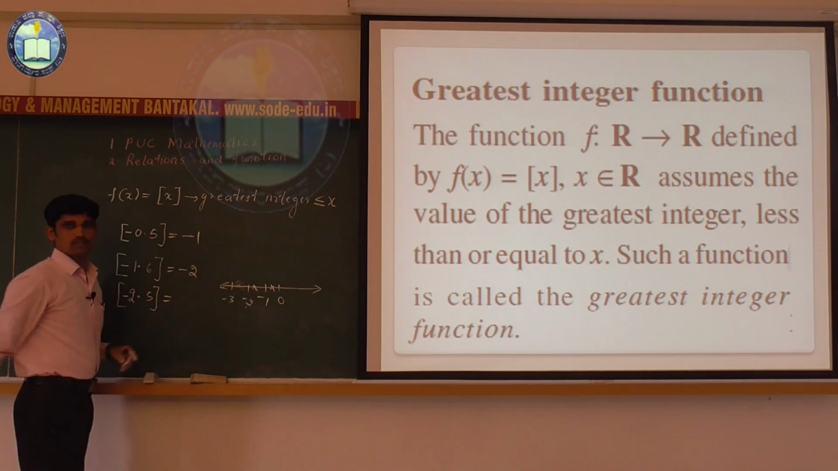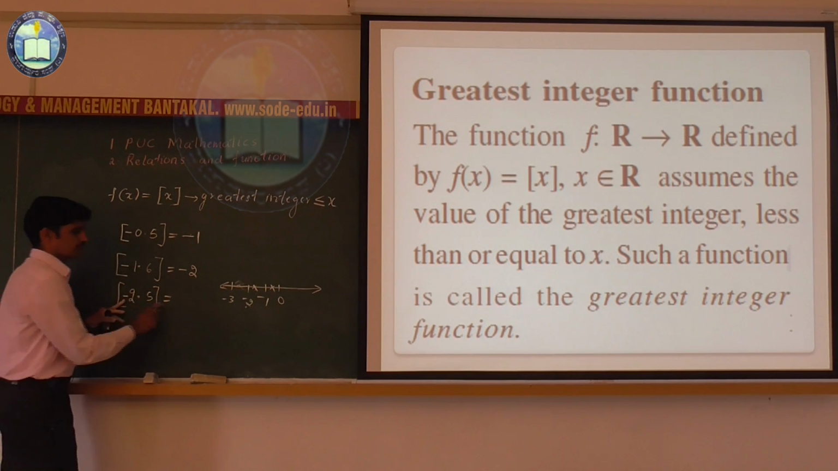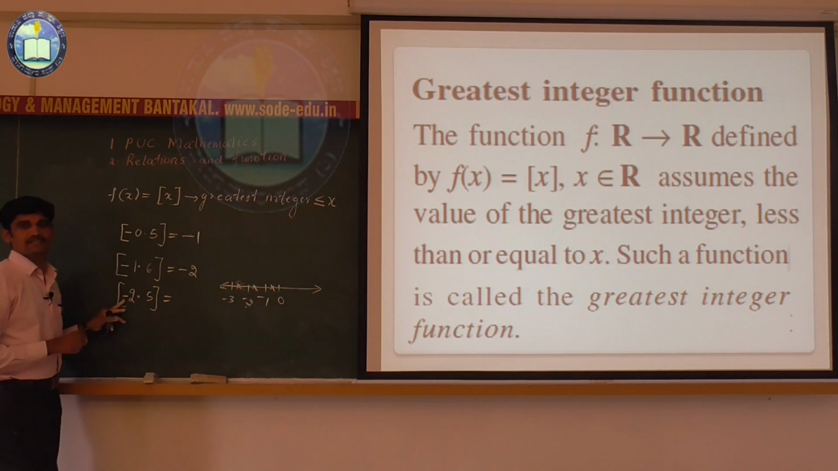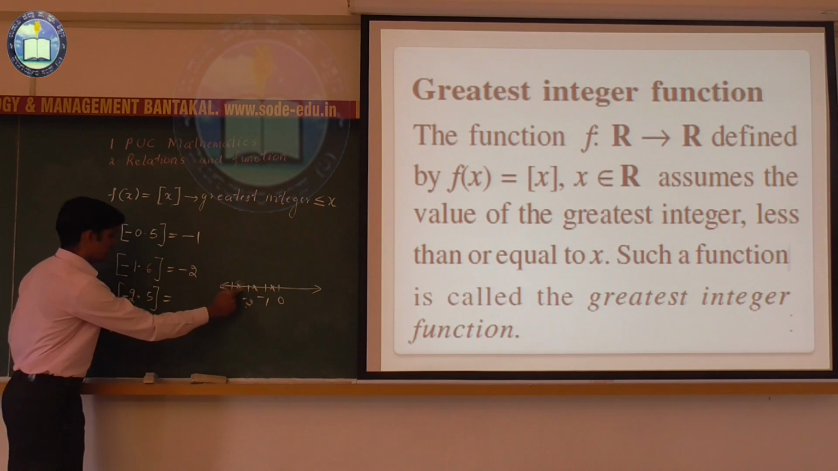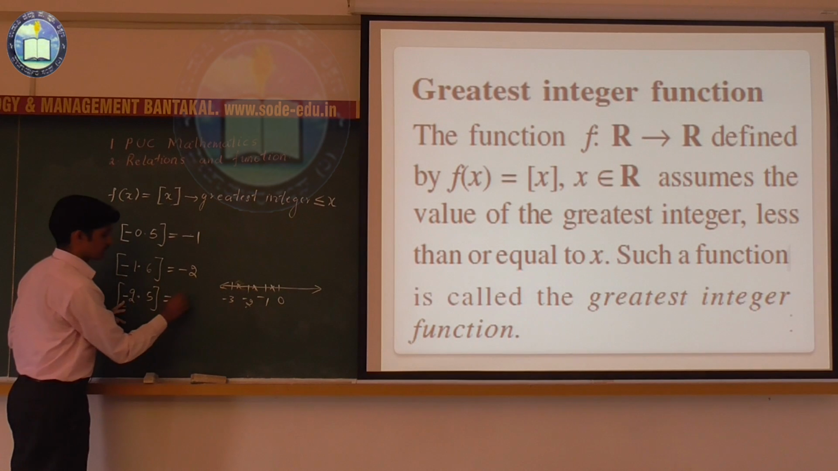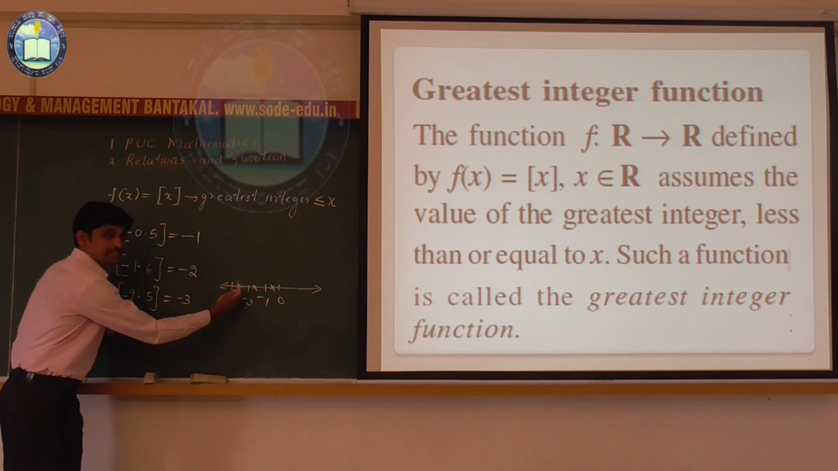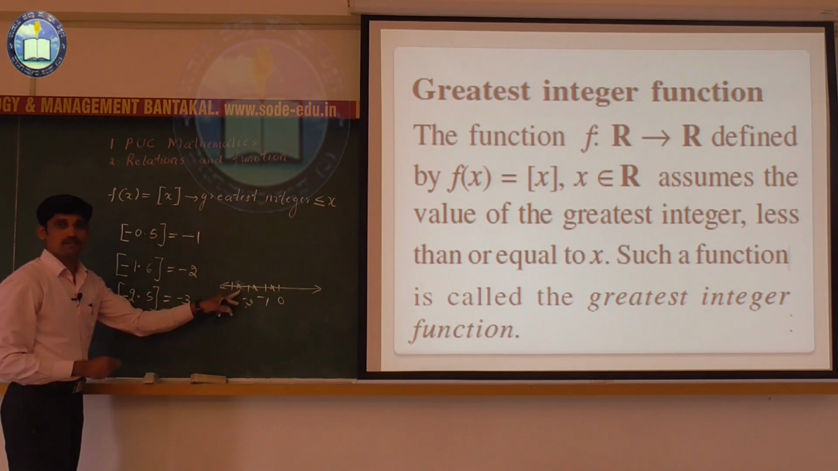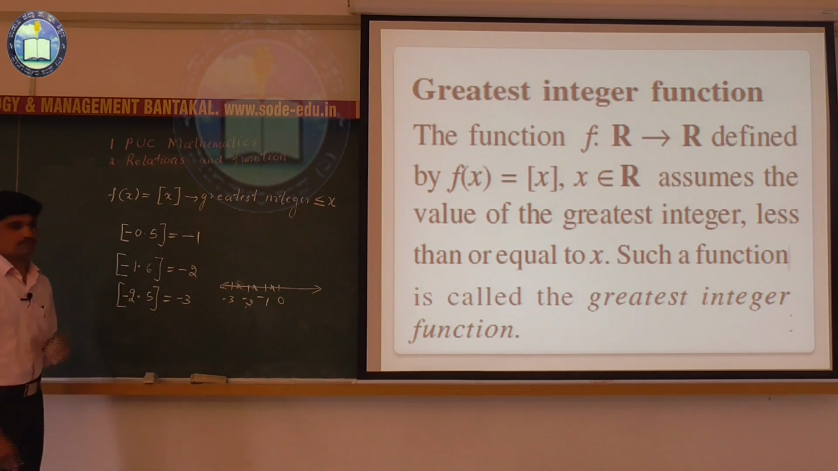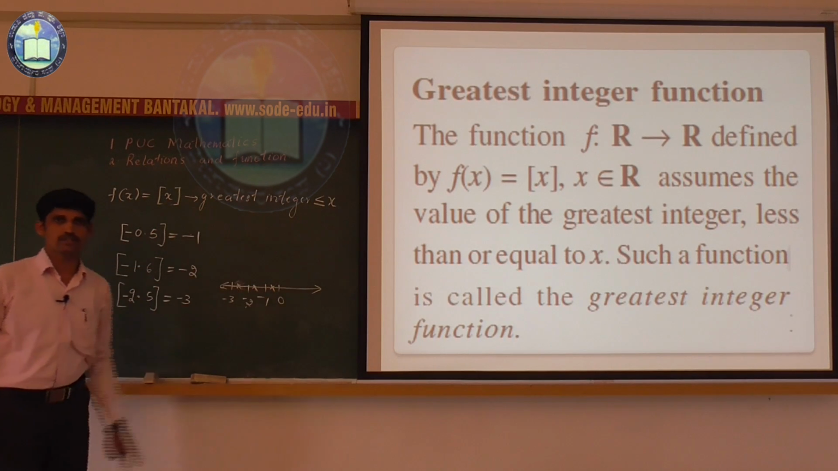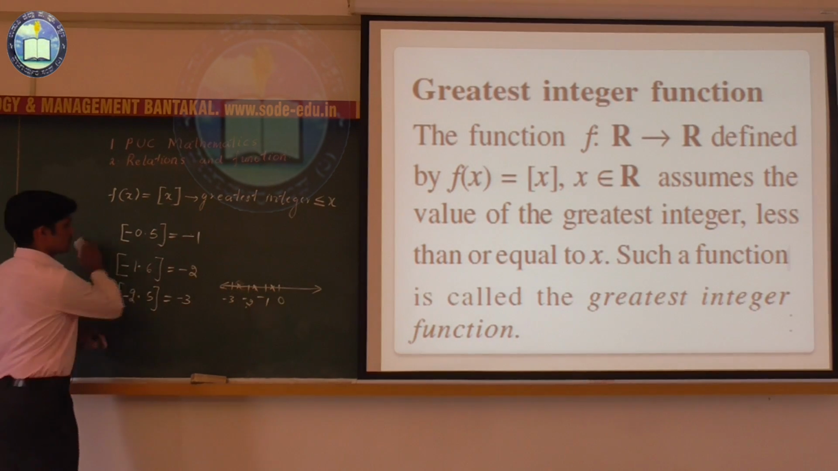You can clearly observe that on the number line. Minus 2.5 comes between minus 2 and minus 3. Then the greatest integer less than or equal to minus 2.5 is minus 3. Among all the integers less than or equal to the given number, which is the greatest? That is the greatest integer function. Okay, this function is called the greatest integer function. Let us see the graph of this function now.